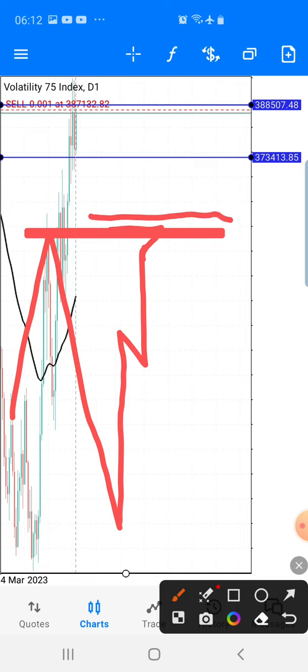I want you to pay close attention. This thing I'm exposing is a secret to you guys now. If they sell, their stop loss is going to be there. This is going to be their SL above there.